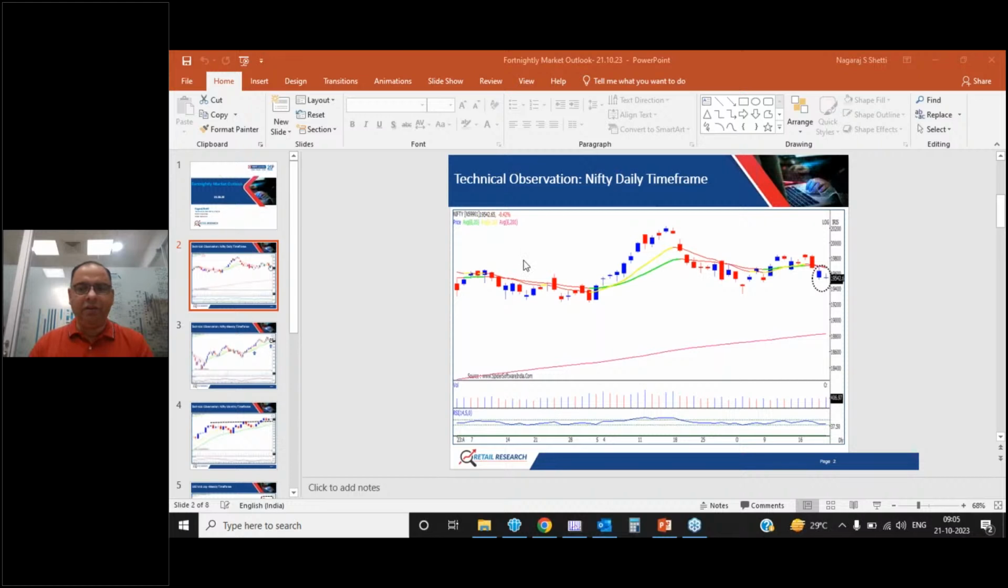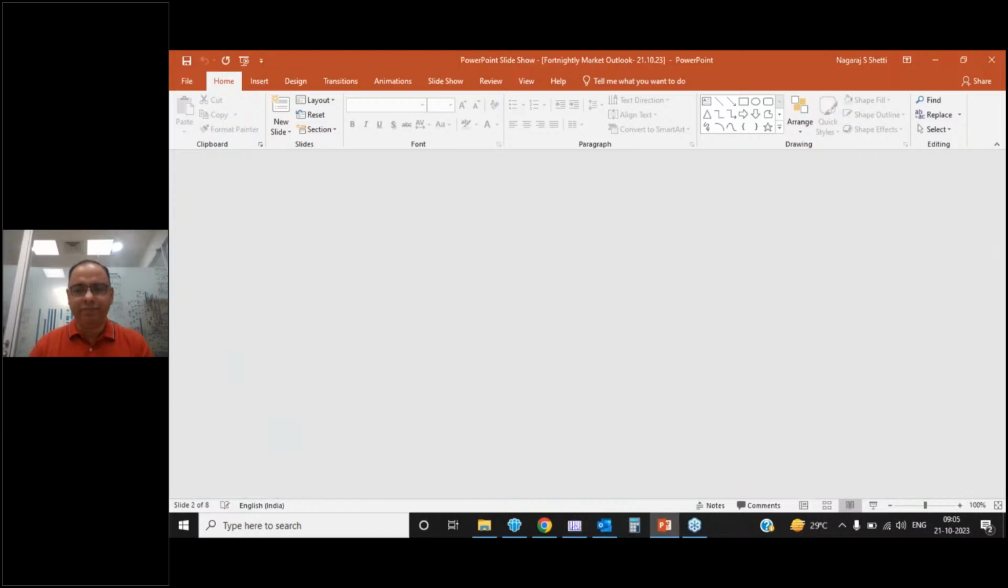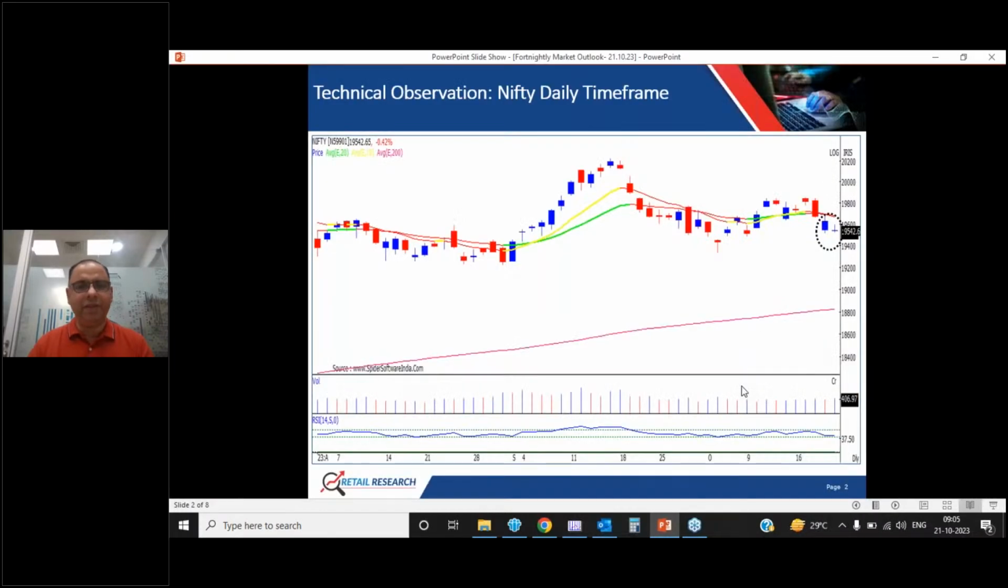So on the daily chart, what we can observe here, this is a daily chart. Put it on full screen mode. It is very small. Okay. Yeah. Sorry. Next one. Right. Now it is visible properly, I think.